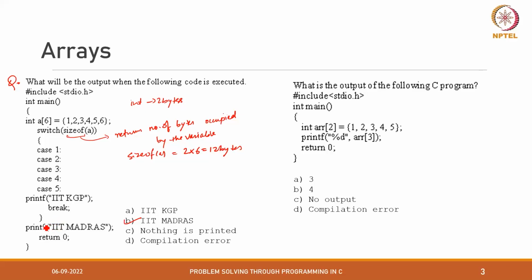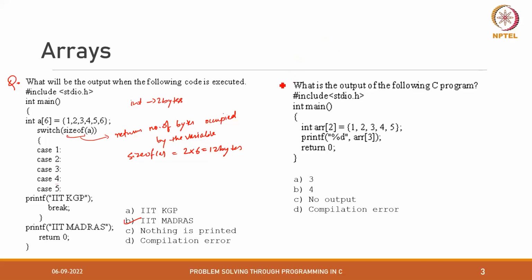Now if the printf IIT Madras statement was a default statement, then it would be different. Say in this case my sizeof A becomes 4. Then case 4 will be executed, and both IIT KGP as well as IIT Madras will be printed. You understand the difference, right? When there is a matching case, the default will not be executed. Only if there is no matching case will the default case be executed. But here, since it is outside the switch case, in any condition it will be executed. So here the answer is IIT Madras.